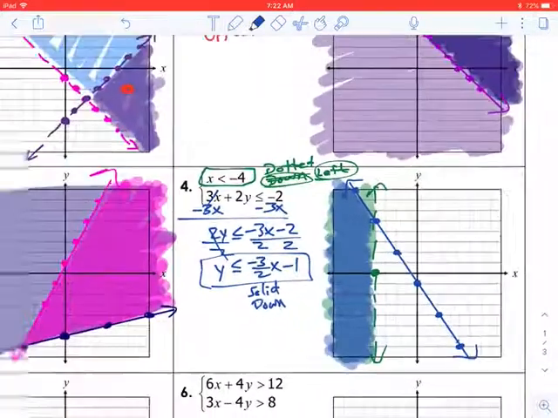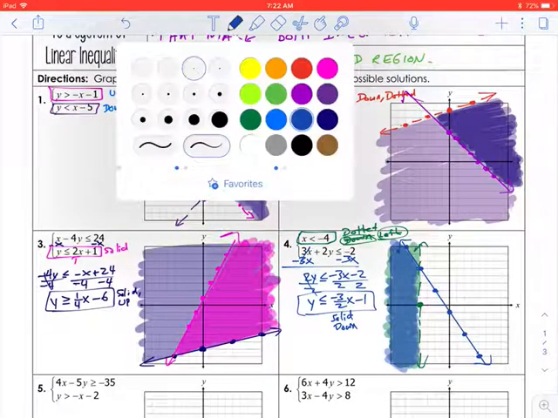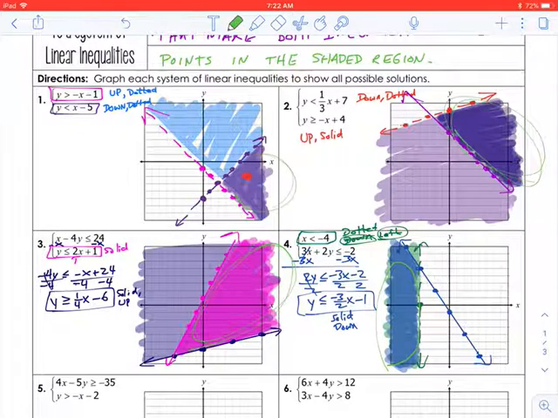Excuse me. And so that's systems. So as you can see, look at all our graphs. Our solutions would be this shaded region here, this shaded region here, this shaded region here, and this shaded region here. Okay, so it should be obvious on your paper which one is the shaded region for both. It's going to be darker than the rest of it.